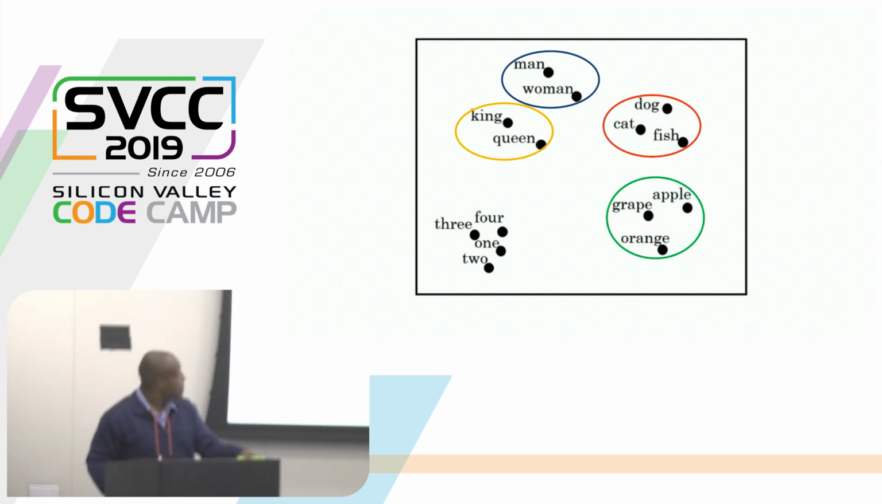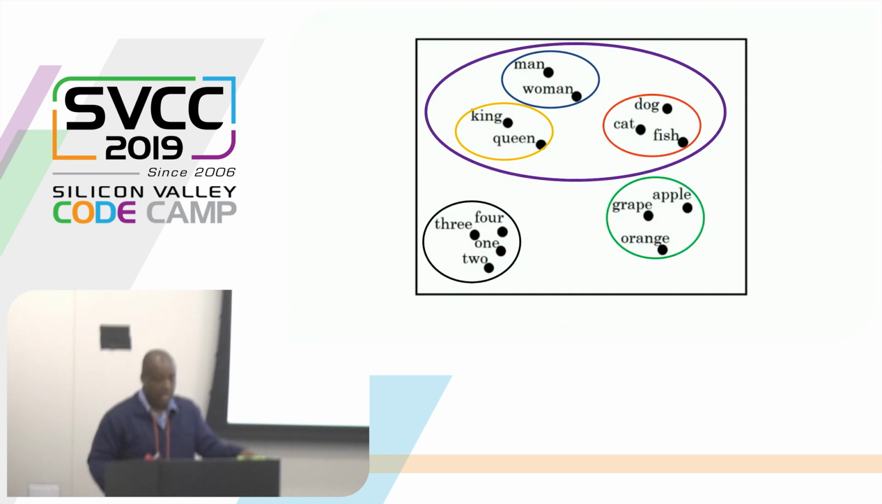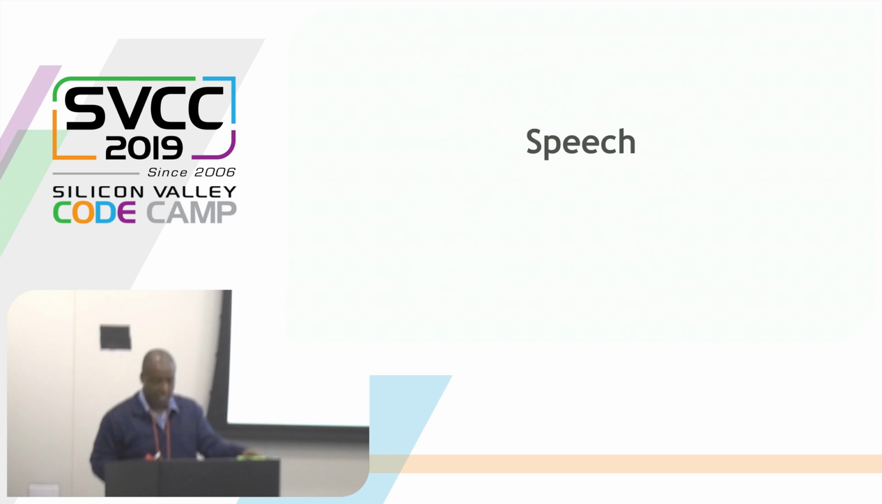Animals, fruit, and numbers, but also animate versus inanimate. That's how I can learn the relationships between some of the language when you're trying to do natural language processing.